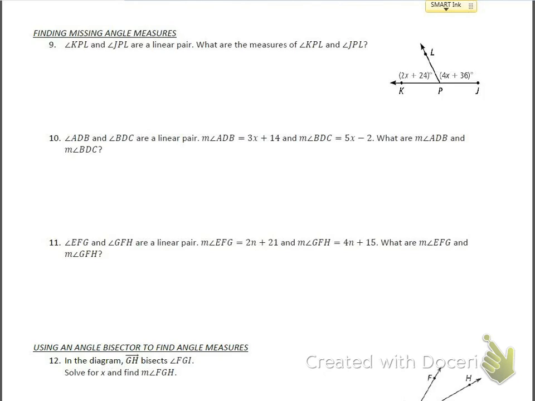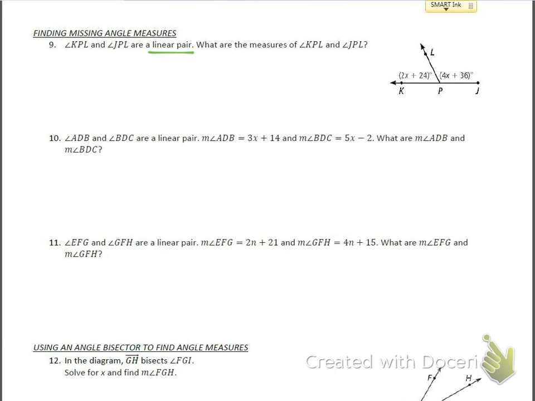For the first one, I give you the picture, so that's the one we're going to do. But if the picture is not there, always draw it if you need to. Okay, so KPL and angle JPL are a linear pair, which means they are also what? Supplementary. Good, supplementary. So I want to know, what are the measures of angle KPL and angle JPL? So guess what we're going to do? We're going to make an equation.